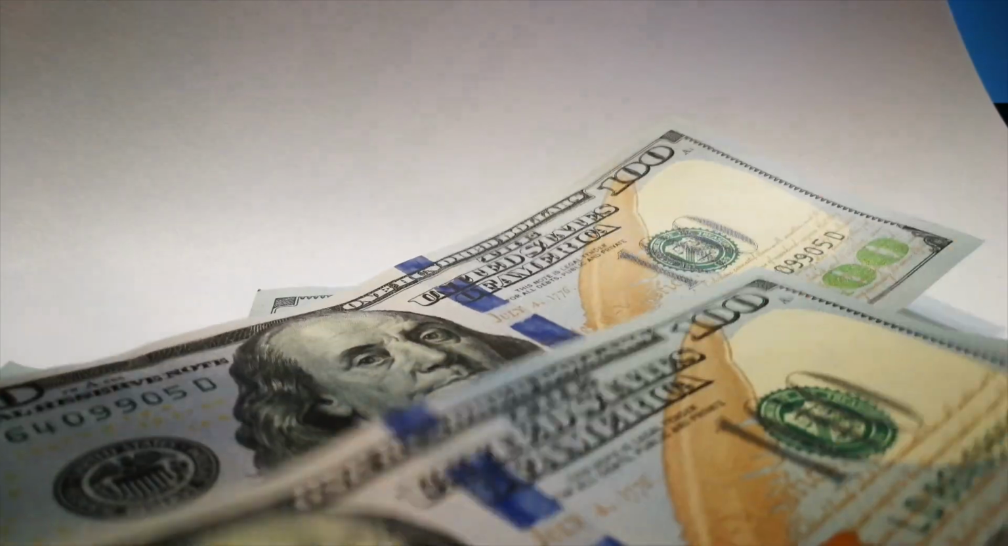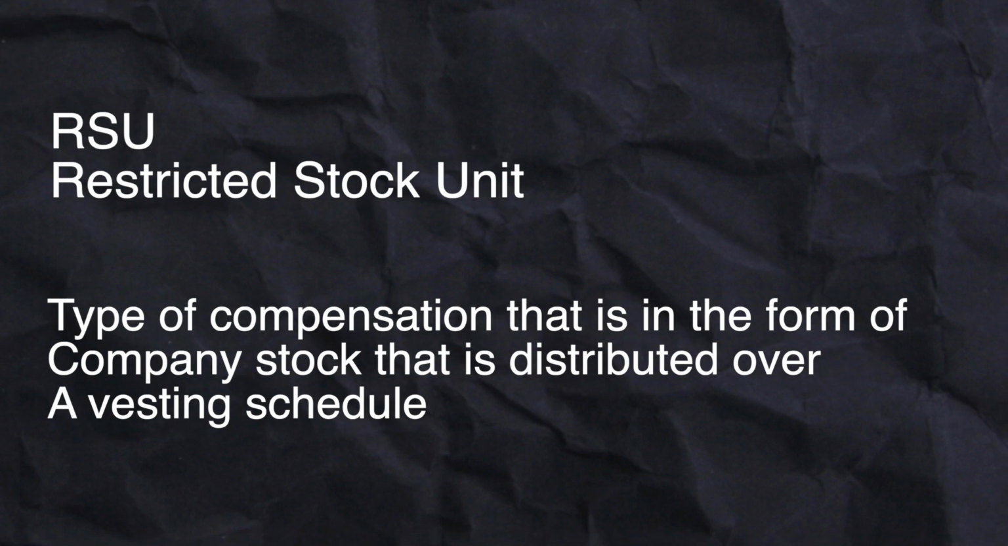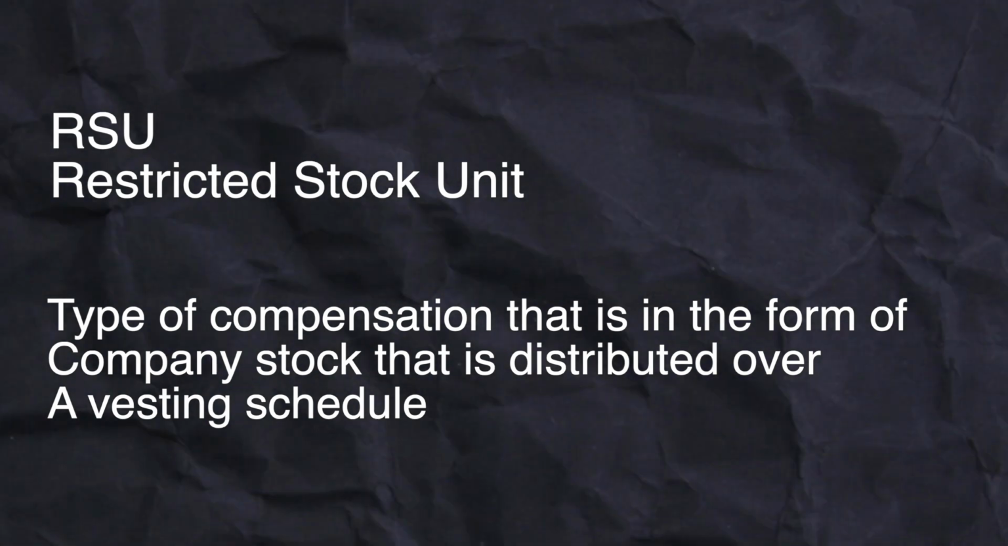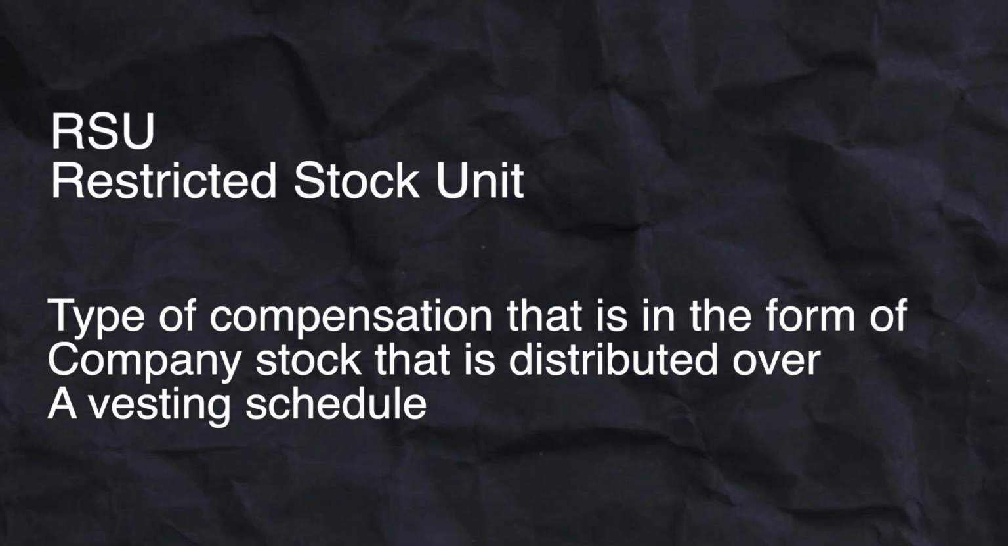Now the salary and the cash bonus part is pretty easy to understand. Everyone's pretty familiar with cash, but the equity is where things can get a little bit dicey because there's so many different types of equity and it can be a bit confusing at times. Now I think the most common form of ownership or equity that you're going to get is in the form of an RSU. RSU, or restricted stock units, is a type of compensation that is in the form of company stock that is distributed over a certain vesting schedule, and this vesting schedule will differ from company to company.